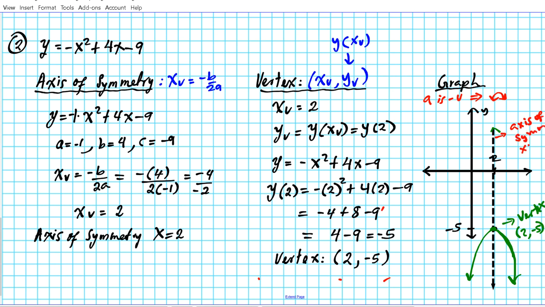Axis of symmetry is the line x equals 2. Bam.